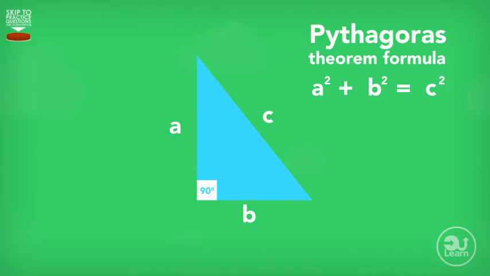So the formula tells us that if we square the distance A and add it to the square of distance B, the answer will be the distance C squared.